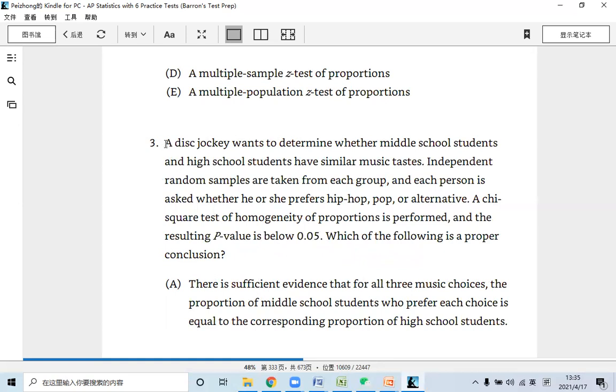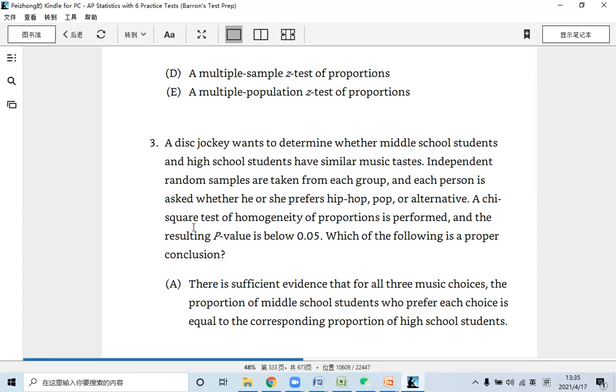Look at number 3. A disc jockey wants to determine whether middle school students and high school students have a similar musical taste. Do they have similar musical preferences? Independent random samples are taken from each group. So here you have multiple independent samples. Each person is asked whether he or she prefers hip hop, pop, or alternative.